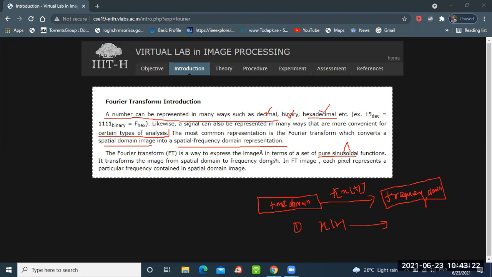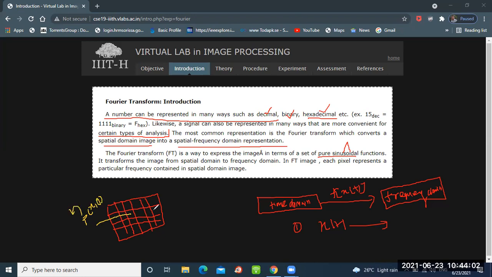Whenever we perform the Fourier transformation of an image, the pixels represent particular frequencies contained in the spatial domain. Suppose this is my representation of an image in the spatial domain. If I consider each pixel, say this pixel P, in the spatial domain it basically represents a coordinate x and y. Along with this, P will represent some intensity.